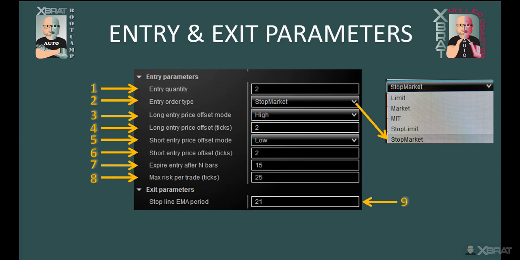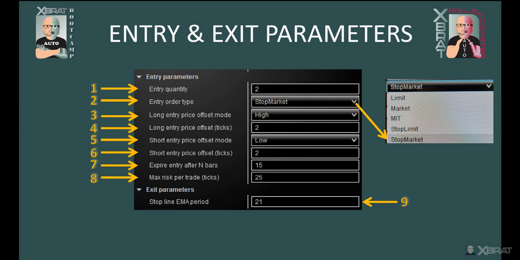Low entry, again, for the short entry, the price offset is for the low of that signal candle for the short. Short entry price offset, again, the amount of ticks below the low of that candle to go.